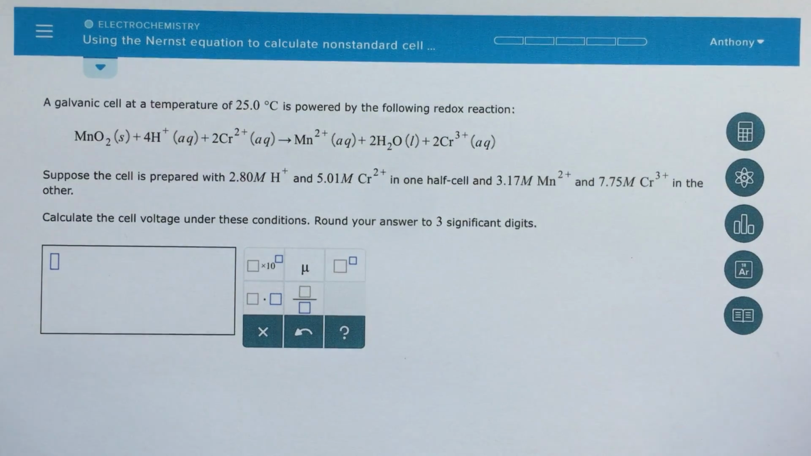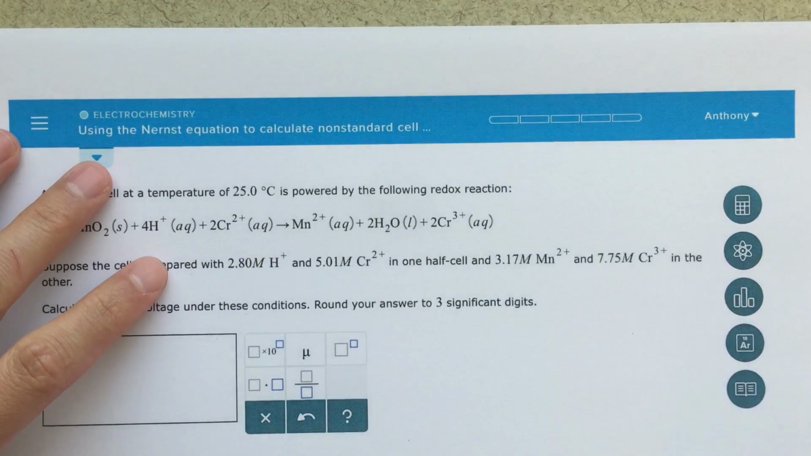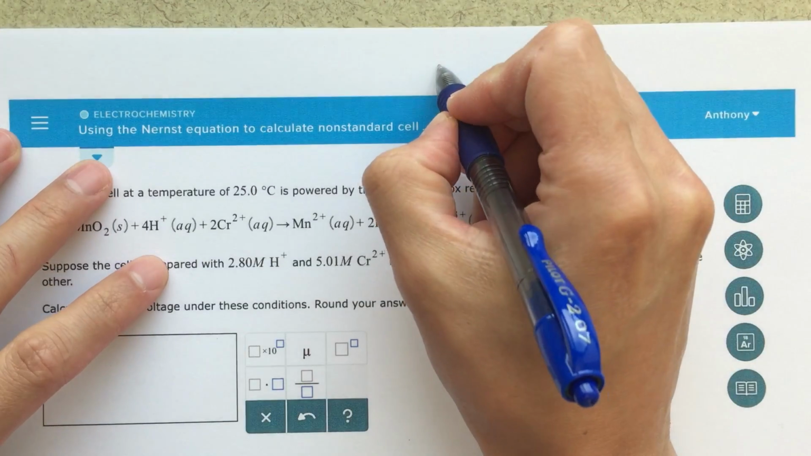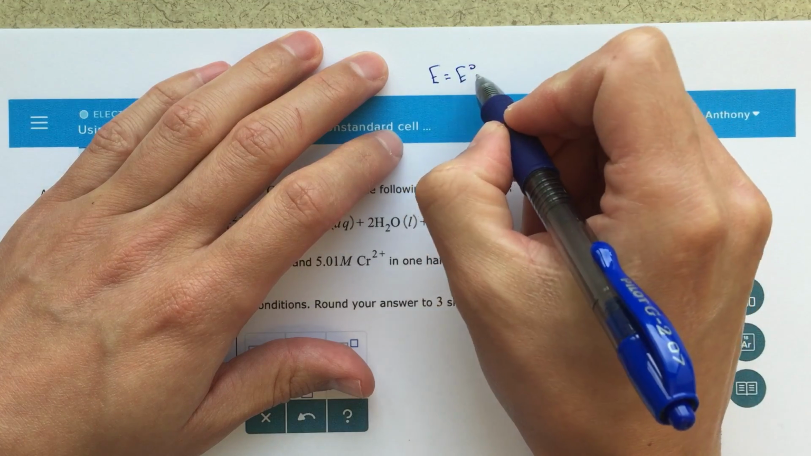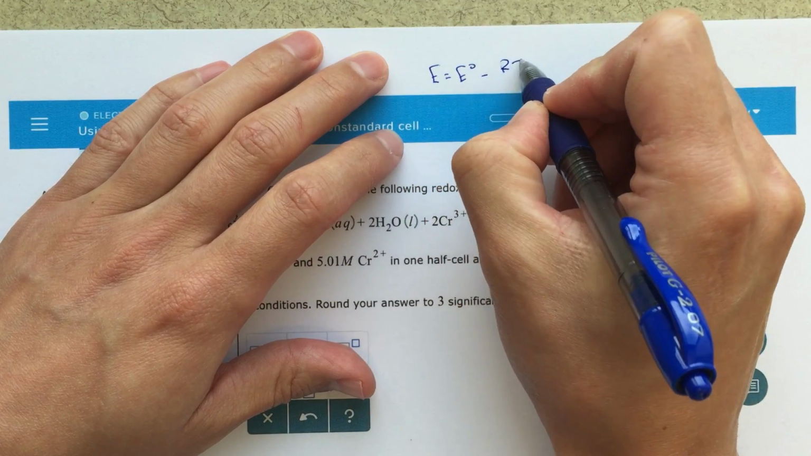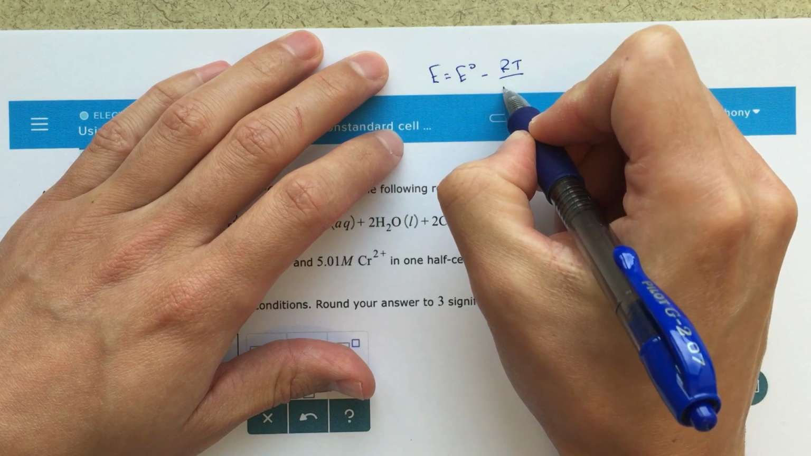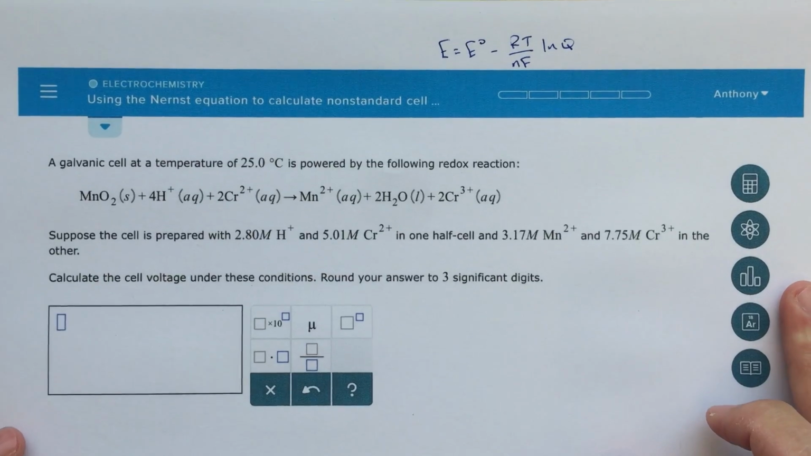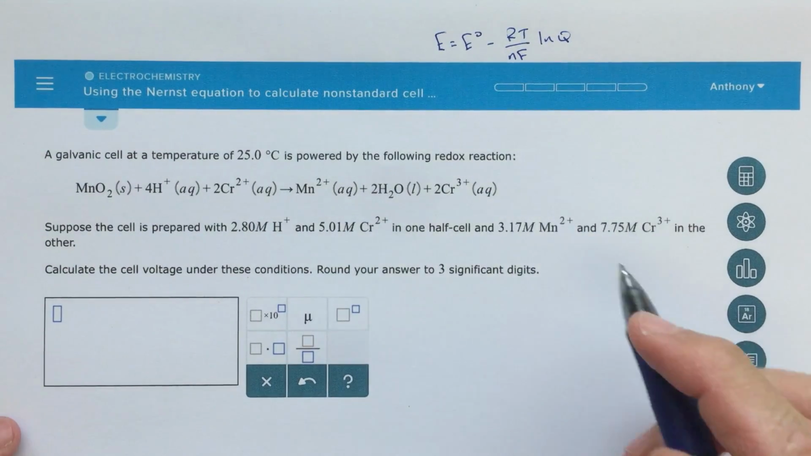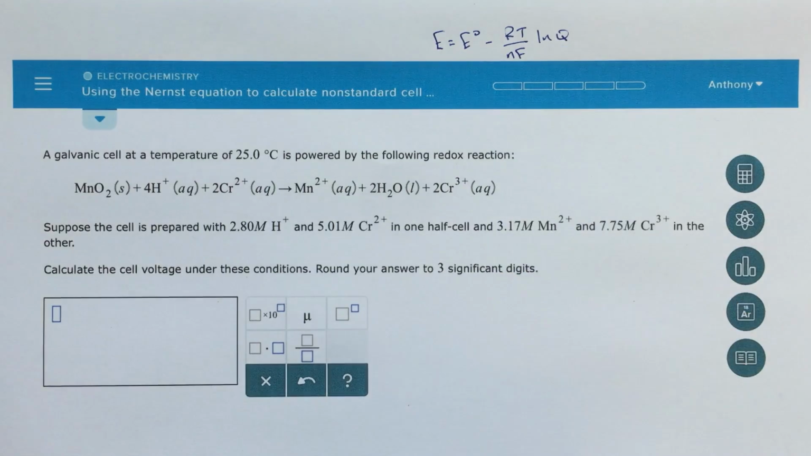Alright class, so this is an ALEKS topic that's called using the Nernst equation to calculate non-standard cell potential. The first thing that we need to figure out is what the Nernst equation is. I'm going to write that down up here for you, and you should find this equation on your equation sheet. E equals E naught, the standard potential, minus RT over nF natural log of Q. This is the Nernst equation, and it will allow us to calculate the potential from non-standard conditions.